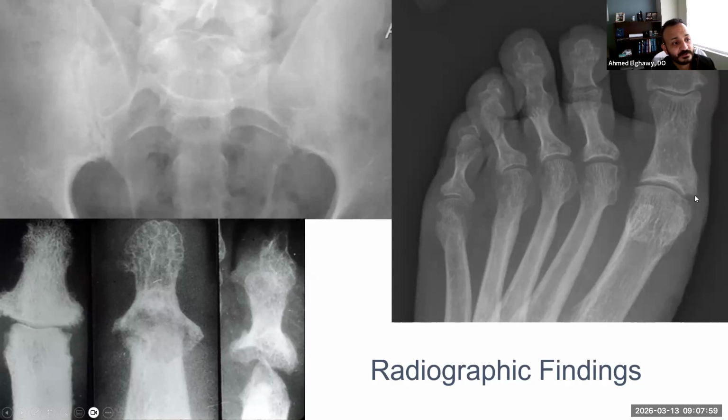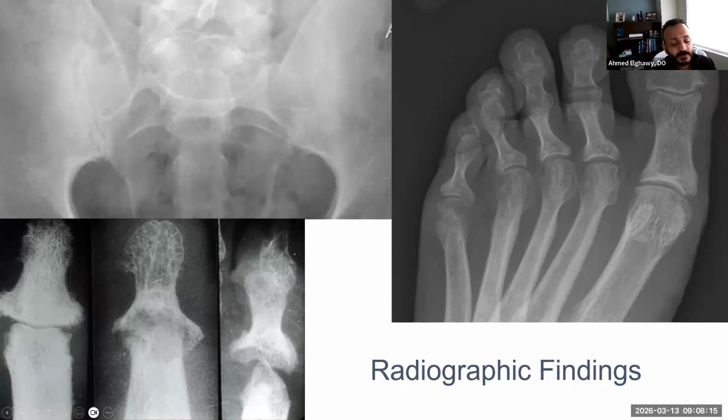This is early erosive change here and here, but specifically along the IP of the first toe, as opposed to rheumatoid, where you might see it more along the MTPs and more symmetrically along all the toes. But here you can actually see maybe a little erosion here as well.